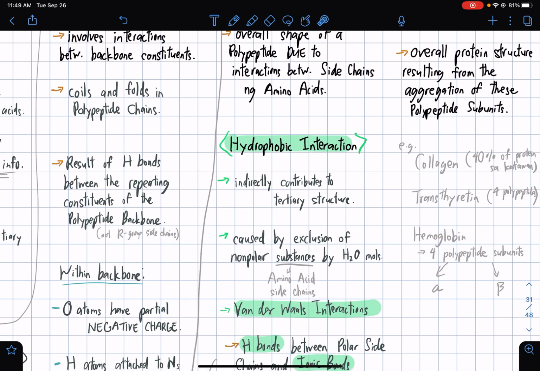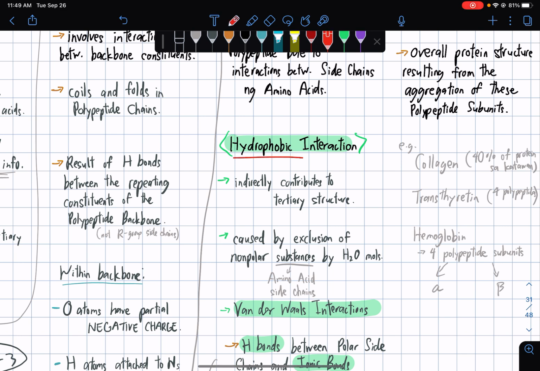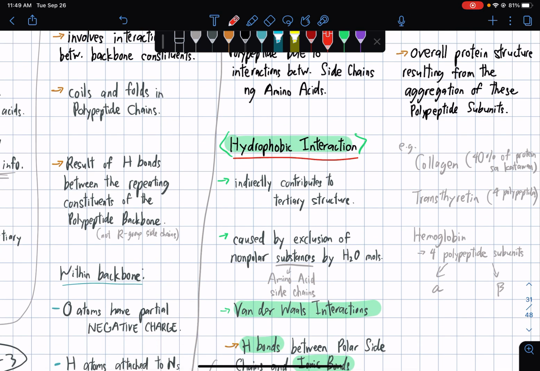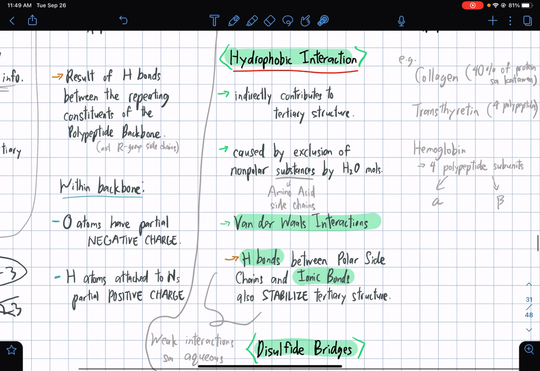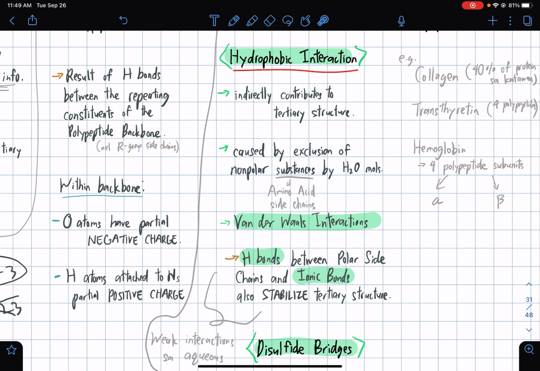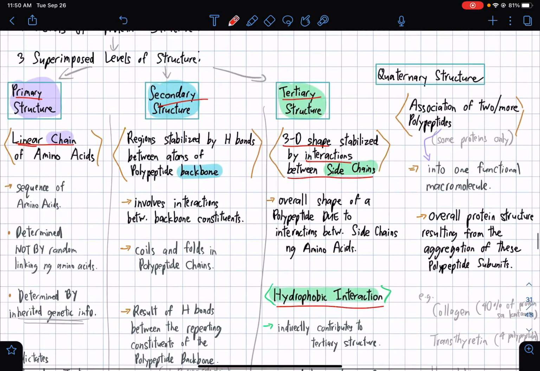So there's something called hydrophobic interaction. It indirectly contributes to the tertiary structure. You could also take note of this term. It influences tertiary structure. This is caused by the exclusion of nonpolar substances by water molecules. These nonpolar substances are the amino acid side chains. So hydrophobic interaction is basically the London dispersion forces, or in other words, the van der Waals interactions. The hydrogen bonds between polar side chains and ionic bonds also stabilize tertiary structures. So if you hear about ionic bonding and hydrogen bonding, those are all keywords for tertiary structure.